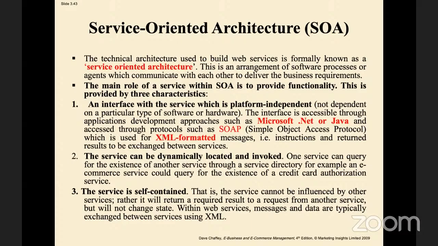The main role of a service within SOA, service oriented architecture, is to provide functionality. This is provided by three characteristics. What are the three characteristics? Let's see. First one is an interface with the service, which is platform independent. Second one, the service can be dynamically located and invoked. And the third one is that the service is self-contained.